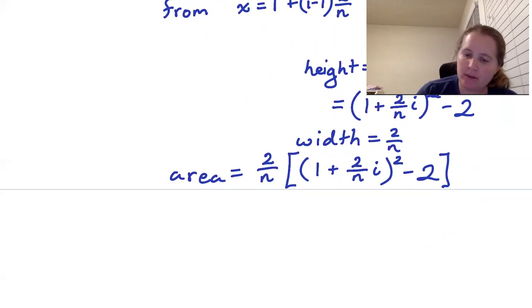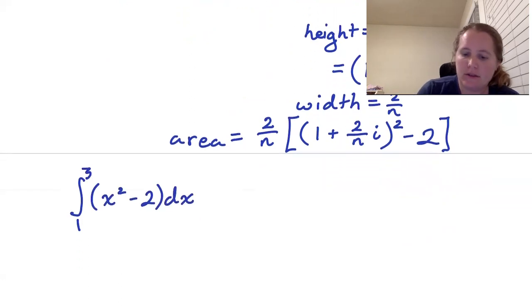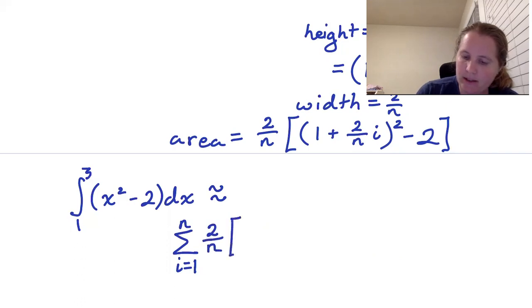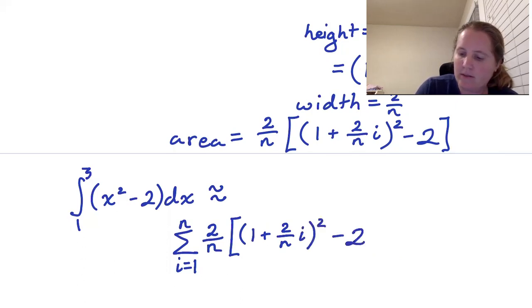From here, we can go ahead and do our approximation for the definite integral from 1 to 3 of x squared minus 2 dx. So this should be approximately the sum of our n rectangles, letting I run from 1 to n. And then the area of each of those rectangles is 2 over n times 1 plus 2 over n times I squared minus 2.